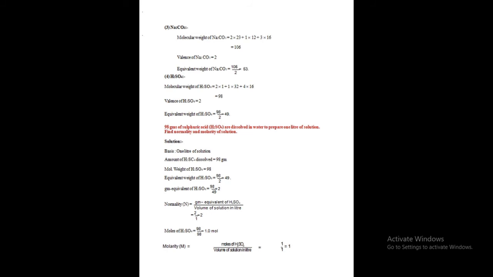So in this case, 98 grams of sulfuric acid are dissolved in water to prepare 1 liter of solution. The solute is sulfuric acid, the solvent is water, making a solution. So the 98 grams of solute is dissolved in solvent to prepare 1 liter of solution. Find normality and molarity of solution. You can refer to my lecture, important terminologies used in unit 1. So take the formula for normality and molarity, substitute these values, and find the answer.